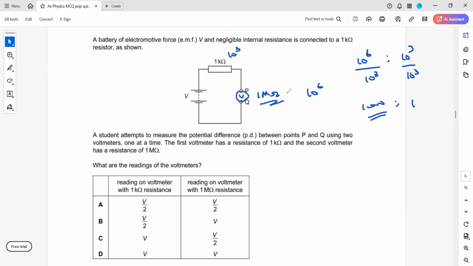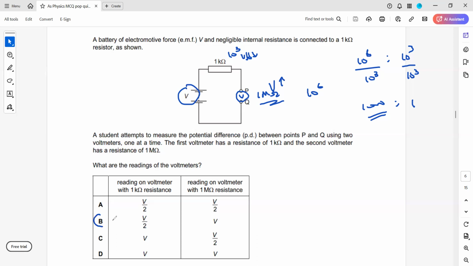Almost all of the voltage will be across the 1 mega ohm, because 1 mega ohm and 1 kilo ohm. So when the voltage divides, the maximum amount of voltage will be here, and a very small fraction will be here. So we can say that this voltage here will be approximately, it's not exactly, approximately equal to V here, because here it will be negligible, as the ratio is 1000 is to 1.